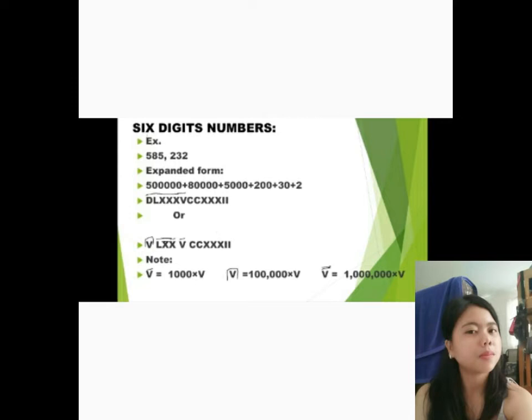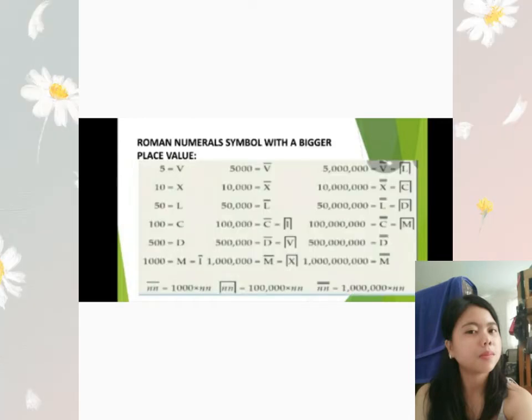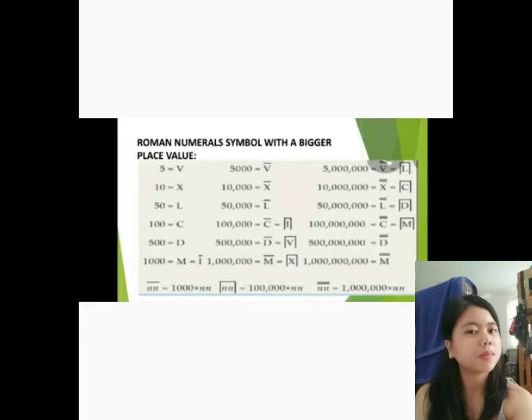Note, V with a horizontal line over the symbol will be multiplied by 1000. V with a vertical column bar drawn over the symbol, we will multiply it by 100,000. If V has two horizontal lines over the symbol, we will multiply it by 1 million. We have heard the Roman numeral symbols with a bigger place value. We have heard the Hindu-Arabic numerals and Roman numeral symbols.